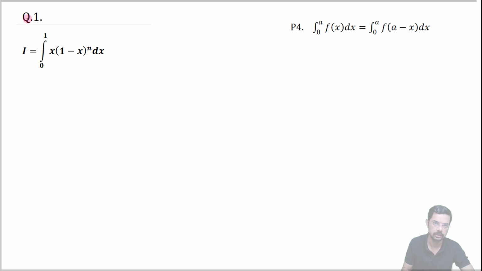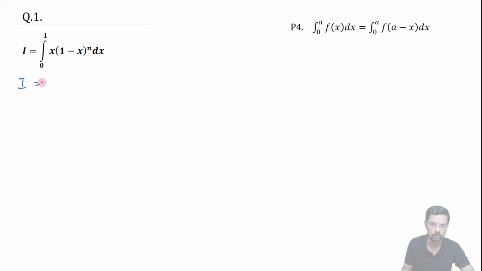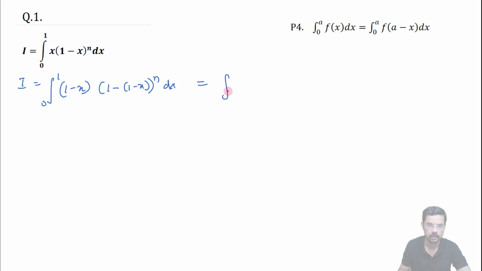So we shall write this as I equal to, applying this property, the integral from 0 to 1 where x is replaced by a minus x. Here a is equal to 1, so it is 1 minus x. X will be replaced by 1 minus x, and 1 minus of (1 minus x) becomes x, the whole raised to n into dx. This further simplifies to the integral from 0 to 1 of (1 minus x) into x raised to n into dx.